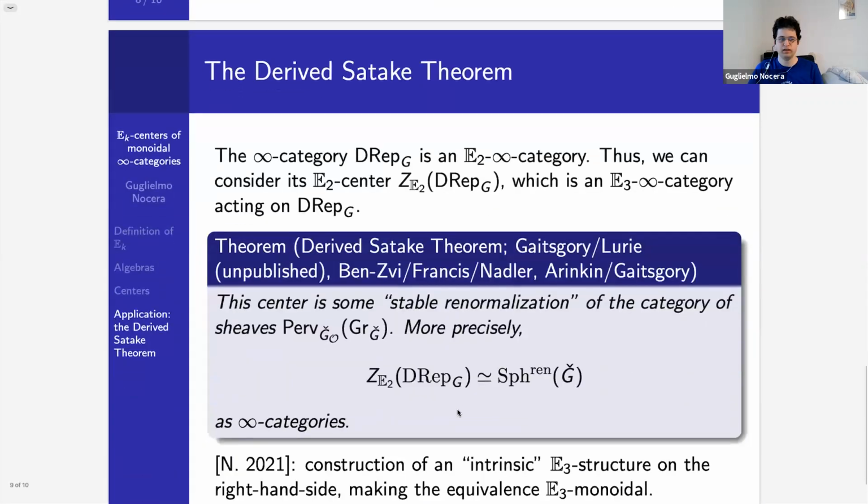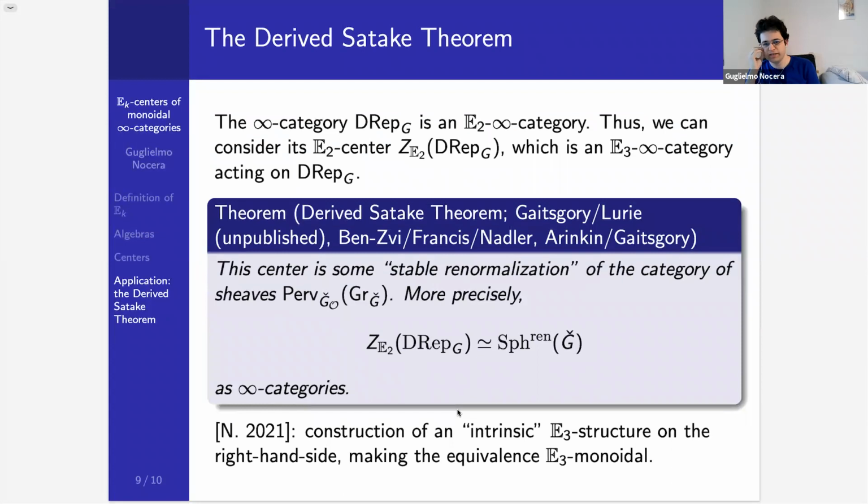And what happens, and this is the last slide, is that the technology of centers, the machinery of centers, allows you to make this connection. So it allows you to give a derived version of the geometric Satake theorem, thus relating the infinity category of representations of G with something which is again very important on the other side, and it's some kind of stable renormalization, but highly non-trivial, so with new data, of the category of perverse sheaves. Okay, so however, this object is new and is very interesting on its own. It adds information to the story.